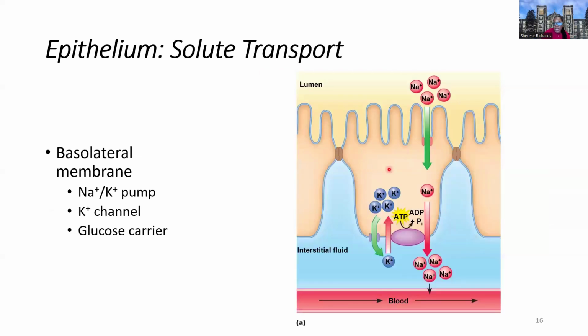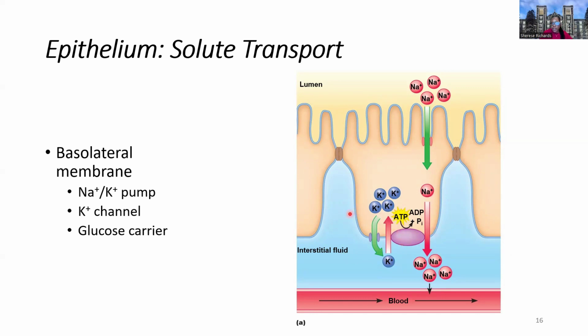Let's talk about the structures on the various surfaces of these cells. So the apical surface will have leak channels. So sodium, for example, can leak right into the apical surface. The basolateral surface is going to have two features. It's going to have the sodium-potassium pump. This is what we looked at when we looked at the primary active transport. This is an example of that. The sodium-potassium pump using ATP to move sodium and potassium against their concentration gradients.